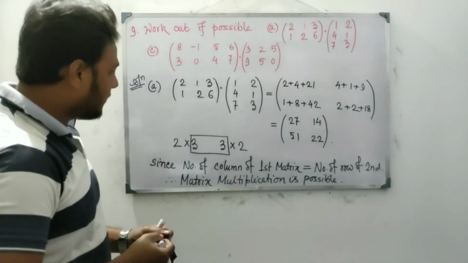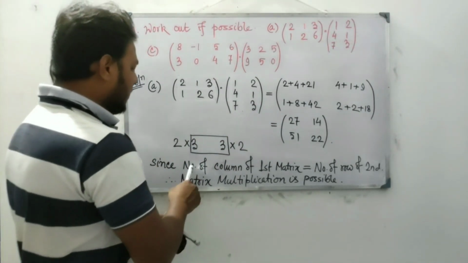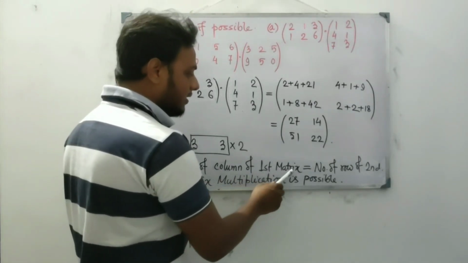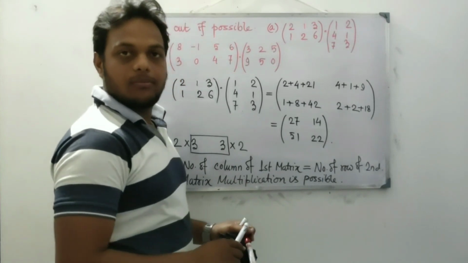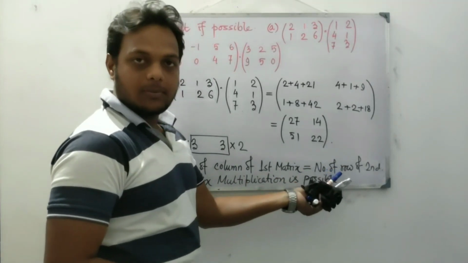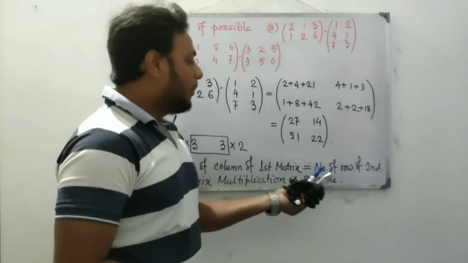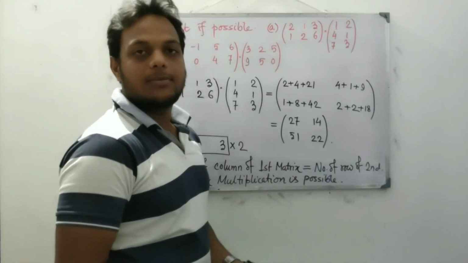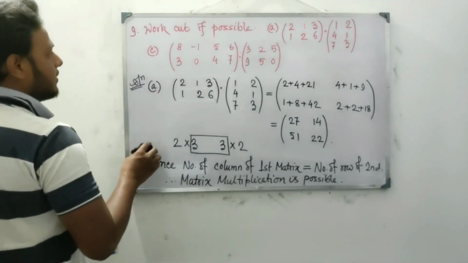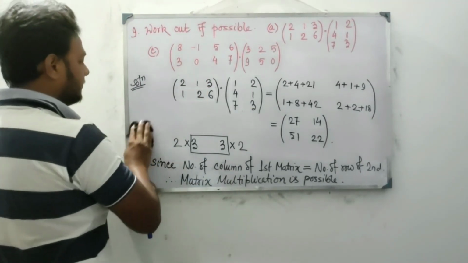Understood? You can memorize this one, it will be better: the number of columns of the first matrix equals the number of rows of the second matrix. It should be equal if matrix multiplication is possible. If this is not equal, then matrix multiplication is not possible. Clear? So this completes the first solution. Now problem number C.